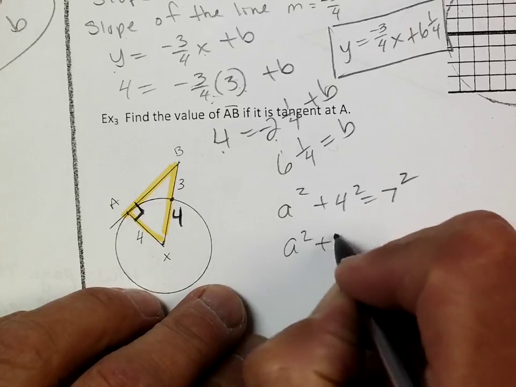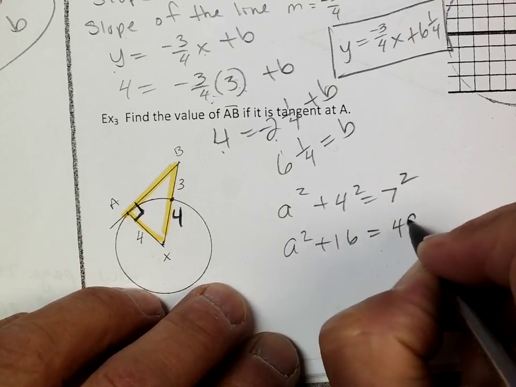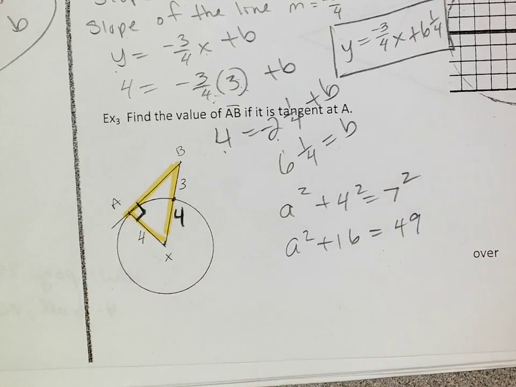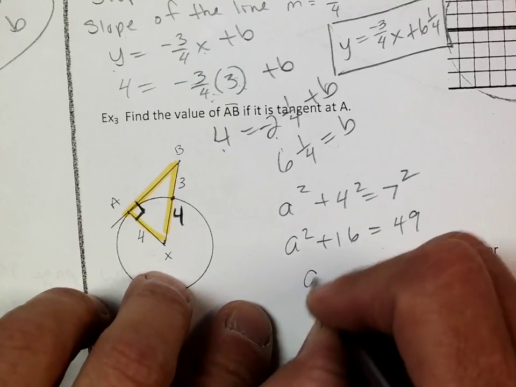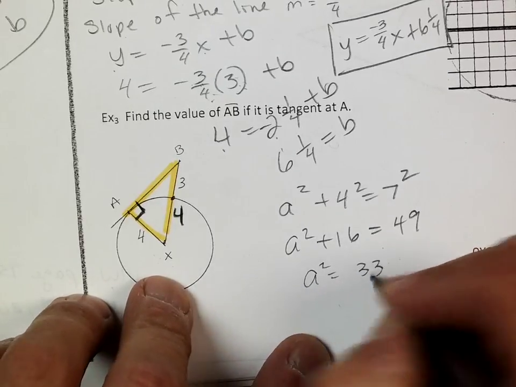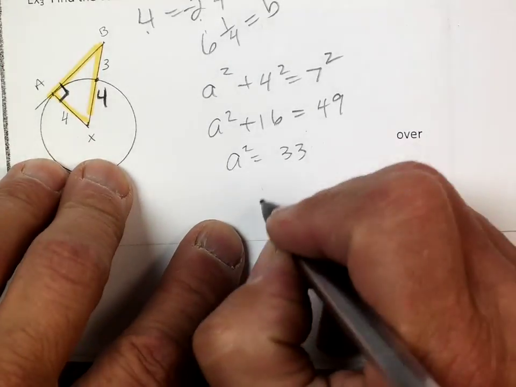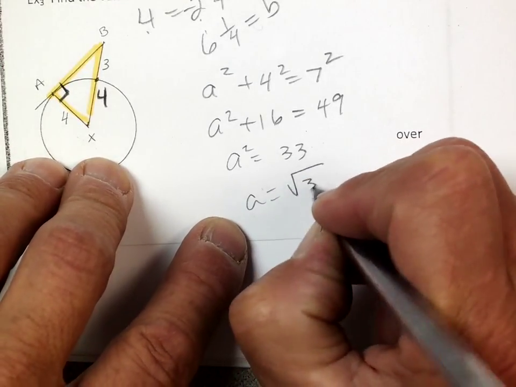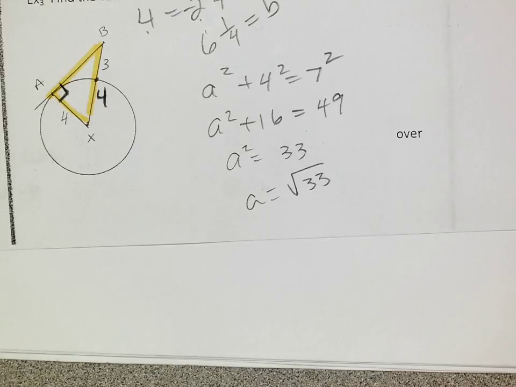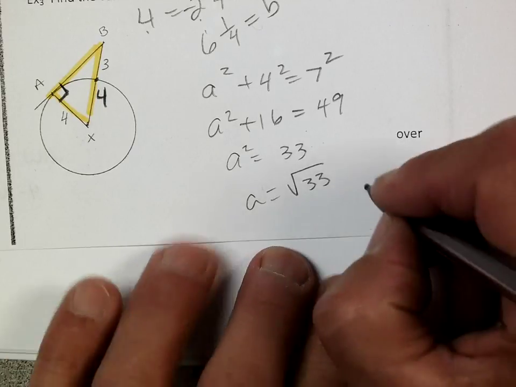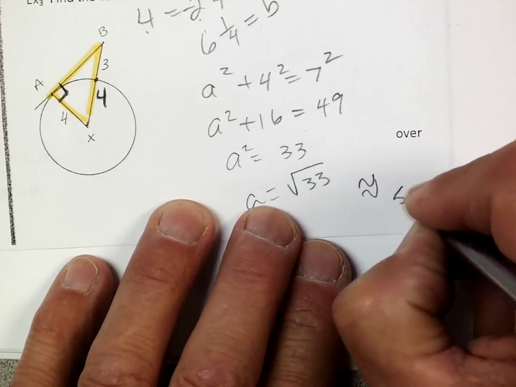A squared plus 16 equals 49, right? It's 49 minus 16. I should be able to do that in my head. 33. A squared equals 33, right? Subtract. Divide it up. Square root it. A is equal to the square root of 33, which I don't know what that is. I'll tell you in a second. About 5.7, or approximately equal to about 5.7, okay?